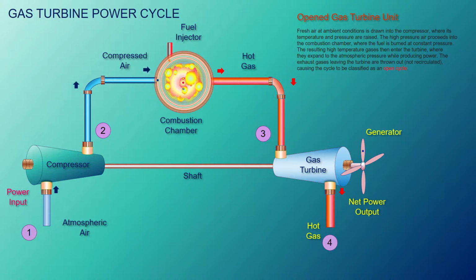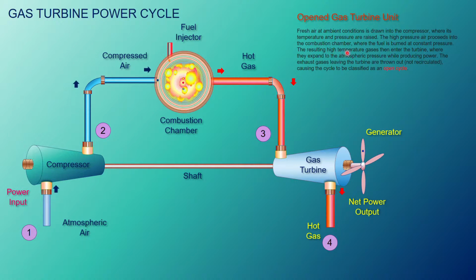In the notes it says that fresh air at ambient condition is drawn into the compressor, where its temperature and pressure are raised, because it undergoes a compression process, that is isentropic compression theoretically. Then the high pressure air proceeds into the combustion chamber, where the fuel is burned at constant pressure.